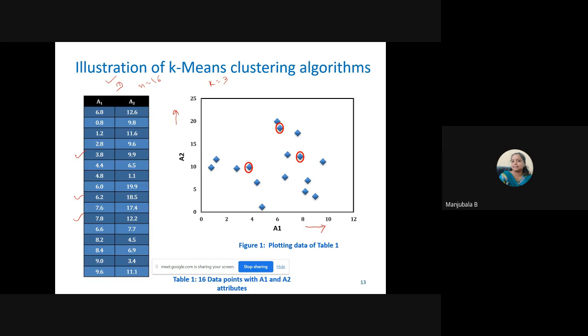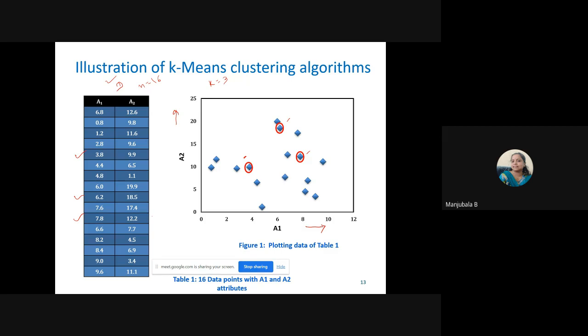So here this 3.8 is the first random point. This is the 6.2. This is, I think, 7.8. These are the three clusters initially. So the cluster centroids initially are: for the cluster C1, 3.8, 9.9; for the cluster 2, 6.2, 18.5; and cluster 3, 7.8, 12.2. These are the cluster centroids of the three clusters.